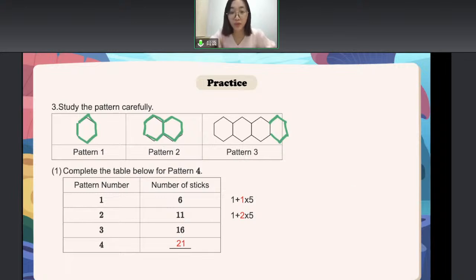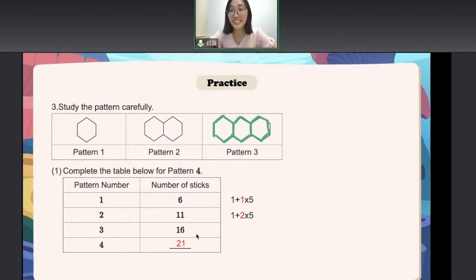What about pattern 3? Again, we start from 1. Let's count how many 5s there are. We have 1, 2, 3, 4, 5, and then 1, 2, 3, 4, 5, and then 1, 2, 3, 4, 5. Okay, good job. So now everyone, can you try to summarize the formula to me?